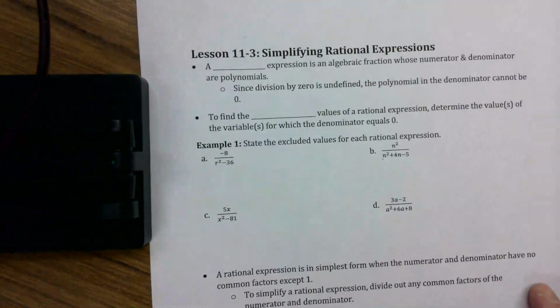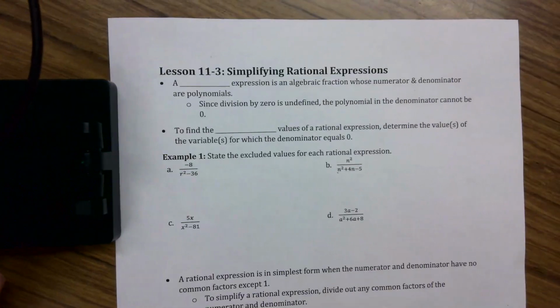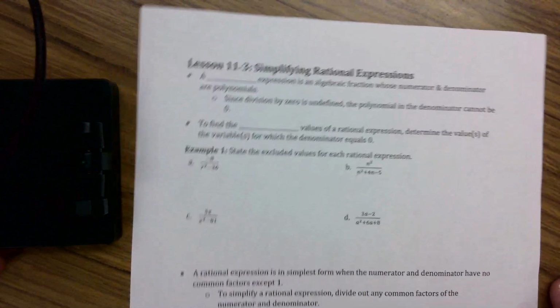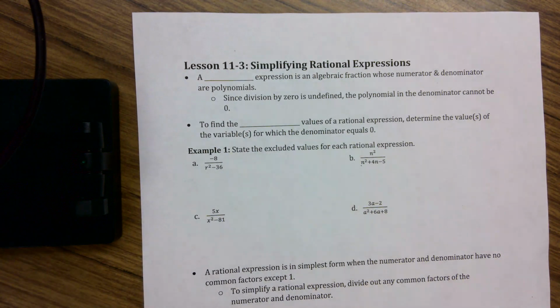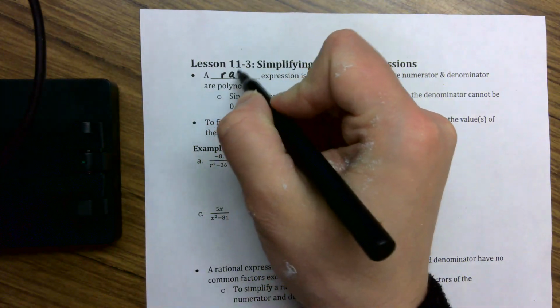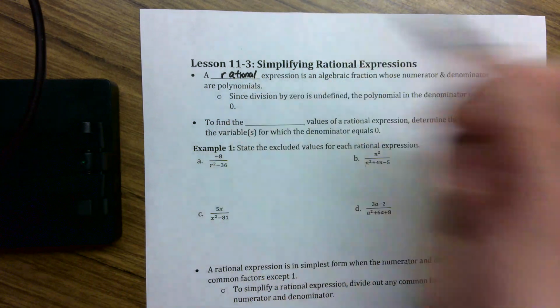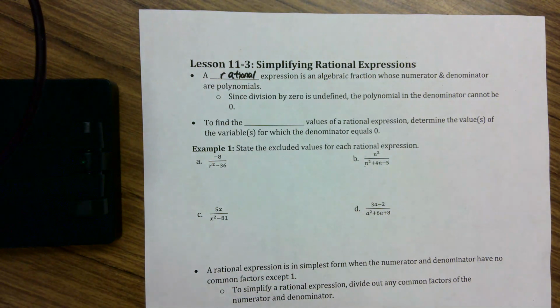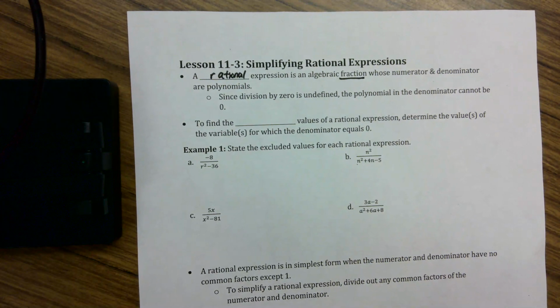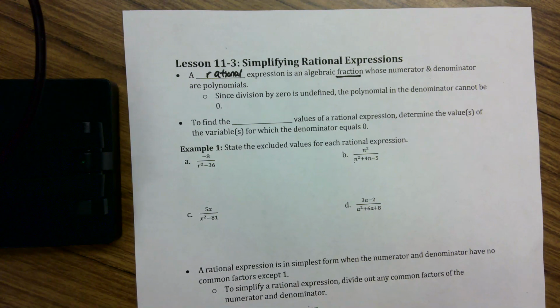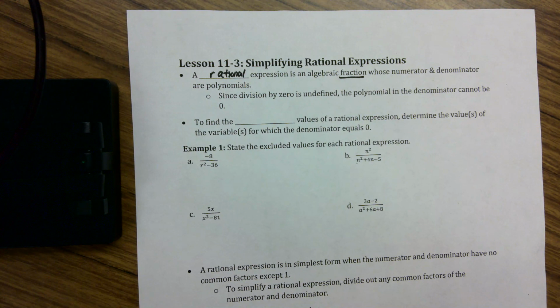Okay, we are in chapter 11. We are just going to focus on simplifying rational expressions, just one section in the chapter. And so, what is a rational expression? A rational expression is an algebraic fraction whose numerator and denominator are polynomials. Since division by zero is undefined, the polynomial in the denominator cannot be zero.